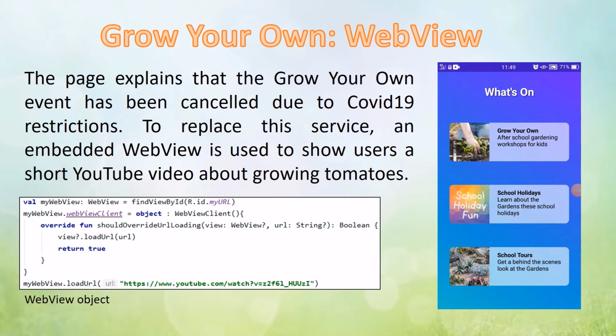From the What's On page, users can select Grow Your Own. This page explains that the Grow Your Own event has been cancelled due to COVID-19 restrictions. To replace this service, an embedded web view is used to show users a short YouTube video about growing tomatoes.